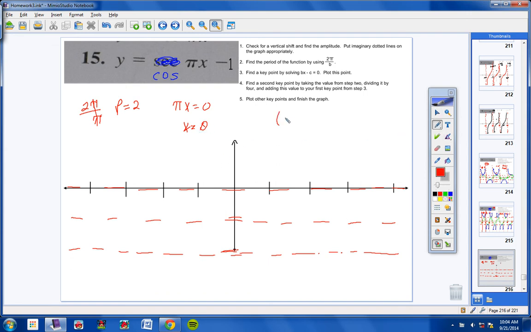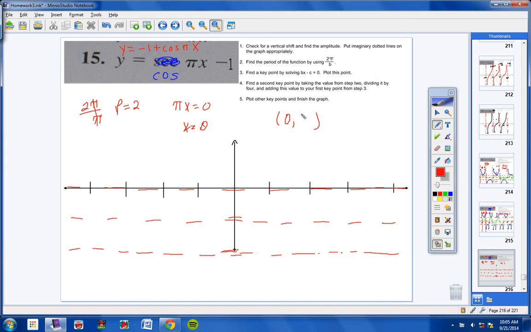So my key point will be 0 comma something. So let's put a 0 in for x. And remember, again, you're not taking this whole thing in parentheses here, okay? I really think it would be wise to rewrite this function like this. I really do. Y equals -1 plus cosine of pi x. That's up to you, okay? So we're going to put 0 in for x. So with my calculator, I'm typing -1 plus cosine of 0 times pi, which is 0, and I'm going to get out 0.